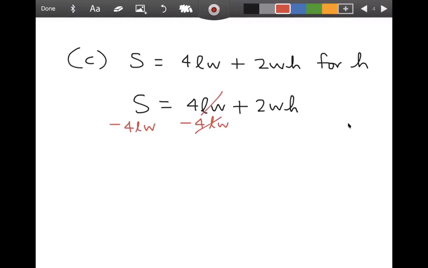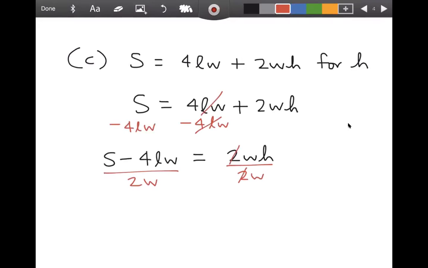So that's going to give me S minus 4LW equals 2WH. And then we're going to divide both sides by 2W, right? By 2W, goodbye W. Final answer, H equals S minus 4LW divided by 2W.